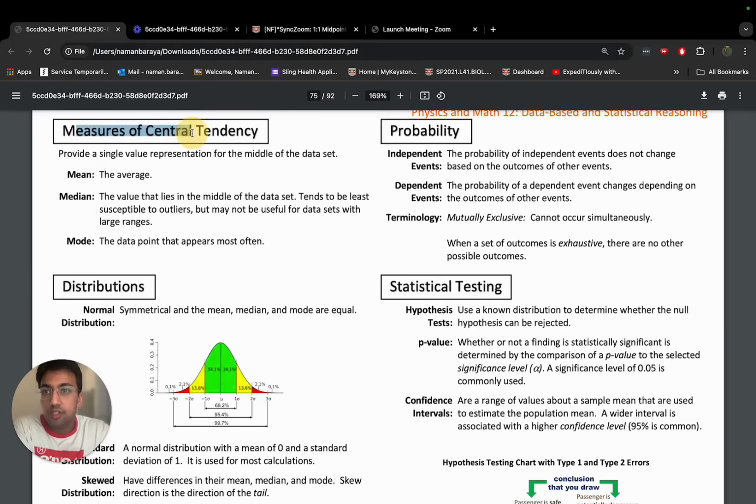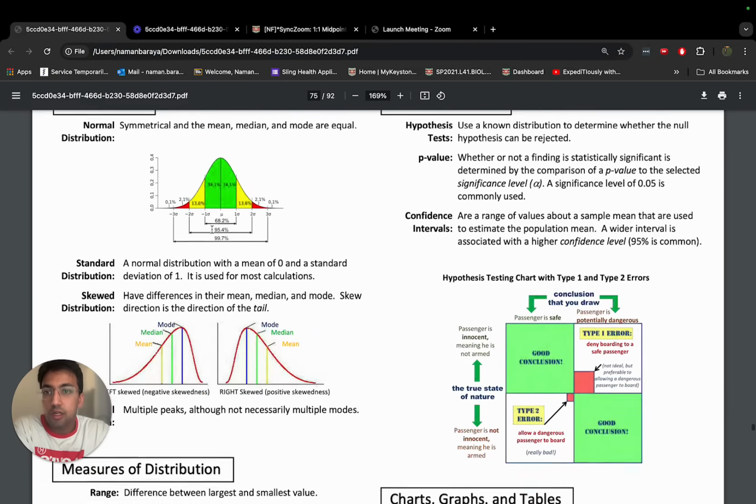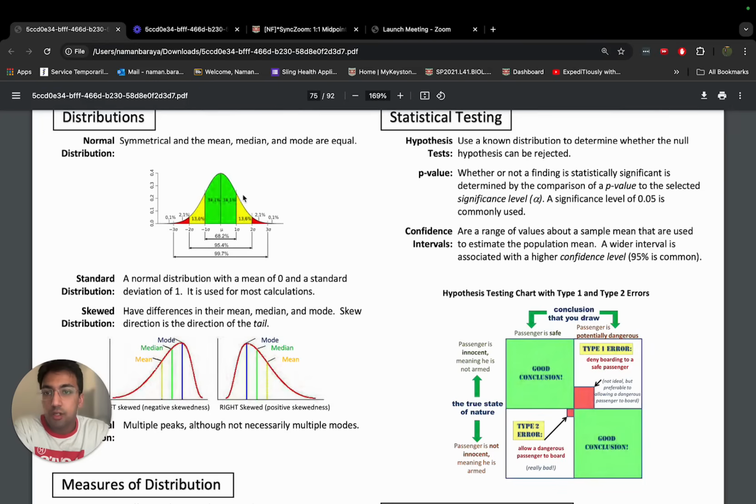Okay, now we have measures of central tendency. So we have mean, median, and mode. This is really important. It just means that you need to know mean is the average, median is the middle of the data set, mode is the most often data point. Normal distribution, the median and the mean are the same, so is the mode.